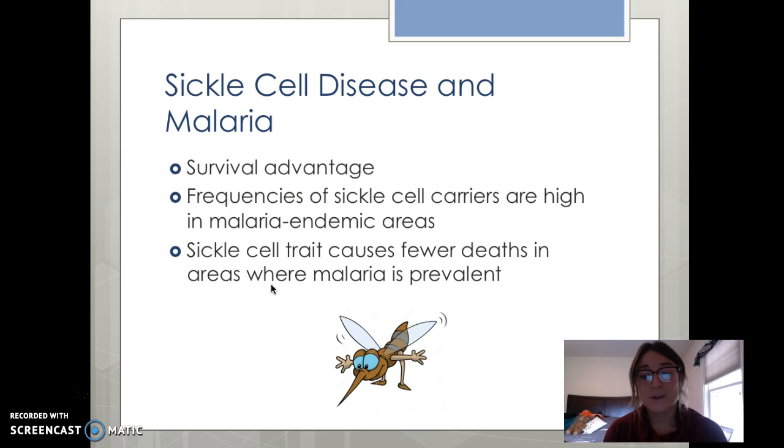On a positive note, individuals who are carriers for sickle cell disease have a protective advantage, or a survival advantage, against malaria. Due to this, the frequencies of sickle cell carriers are higher in the malaria endemic areas. Sickle cell trait causes fewer deaths in areas where malaria is most prevalent.